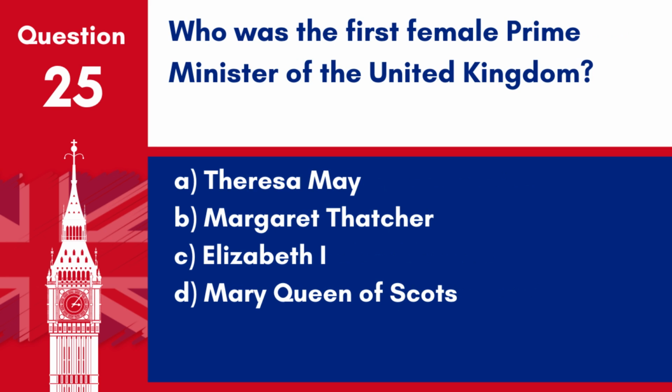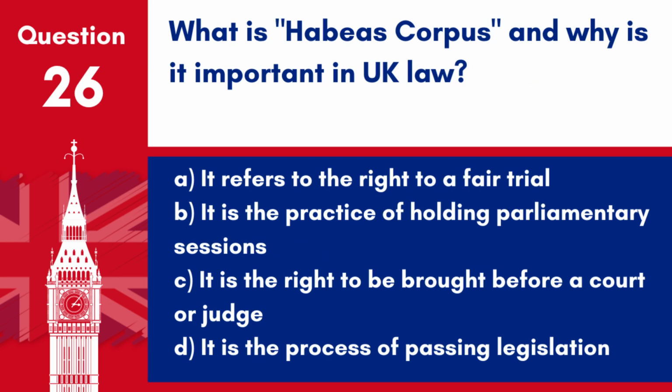Question 25. Who was the first female Prime Minister of the United Kingdom? A. Theresa May. B. Margaret Thatcher. C. Elizabeth I. D. Mary Queen of Scots. Answer. B. Margaret Thatcher. Margaret Thatcher was the first female Prime Minister of the United Kingdom, serving from 1979 to 1990. Question 26. What is habeas corpus, and why is it important in UK law?